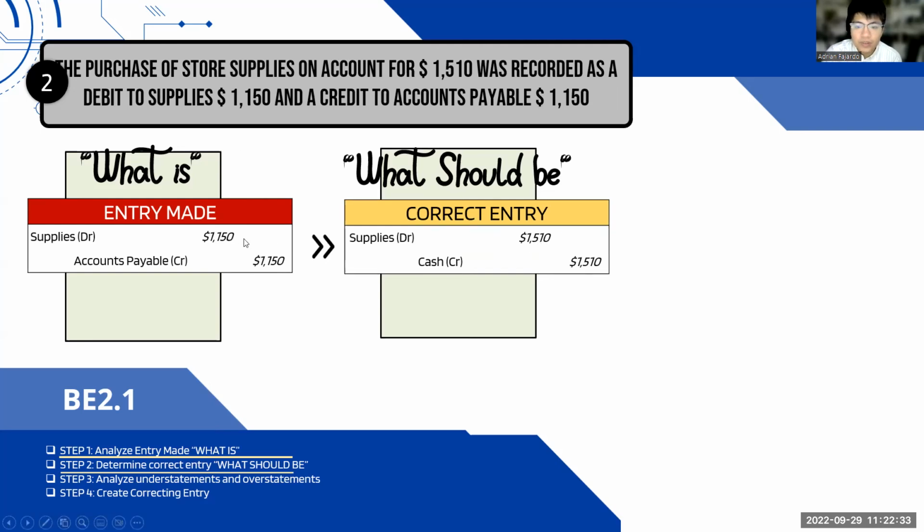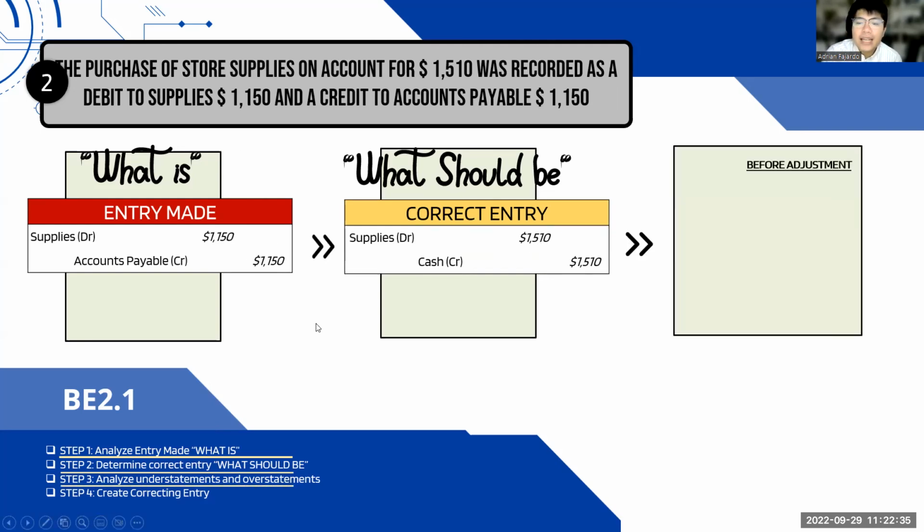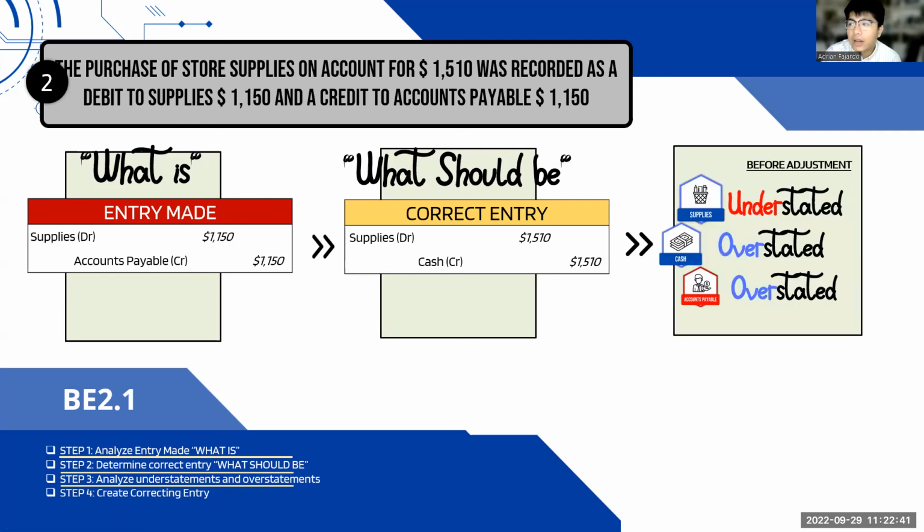not 1,150. So if you analyze the understatements and the overstatements, there are 3 accounts that are affected. Your supplies are understated because you recorded 1,150 when in fact it should be 1,510. So it's understated, your supplies. Your cash and your accounts payable are both overstated. Dinagdagan mo si accounts payable when hindi naman dapat, and si cash, hindi mo binawasan ng 1,510, right? So now, it looks like a complex problem.